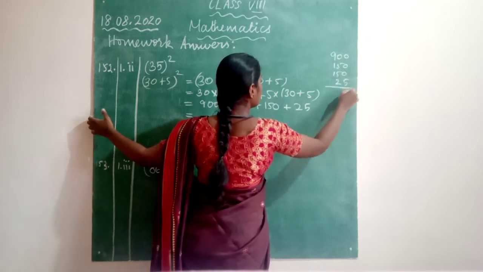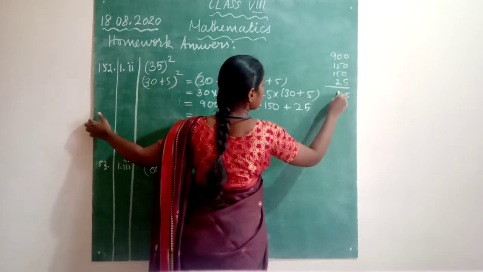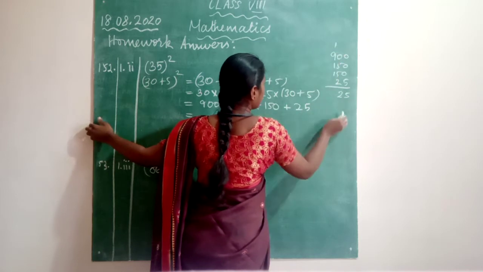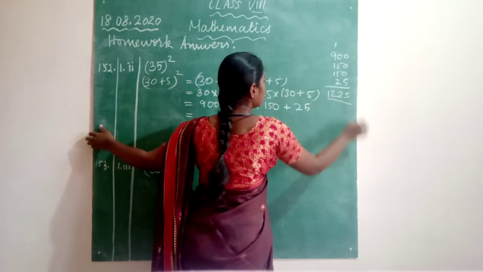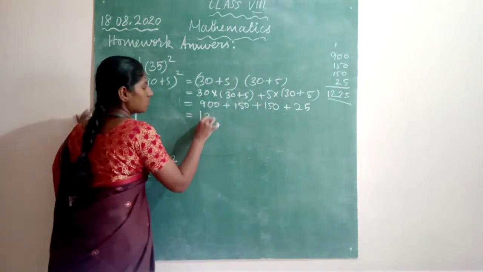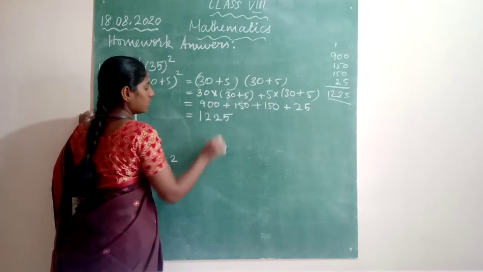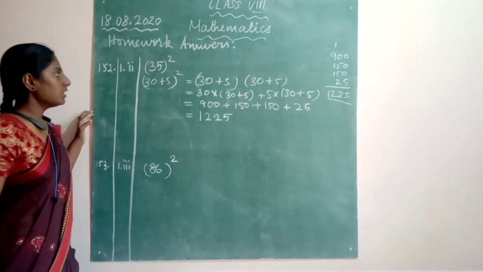Okay, so 5, this is 12, and here you have again 12. Okay, so this is 1225. Okay, is it clear?